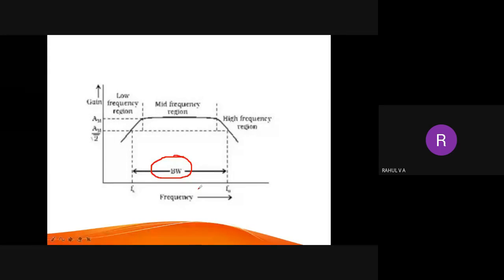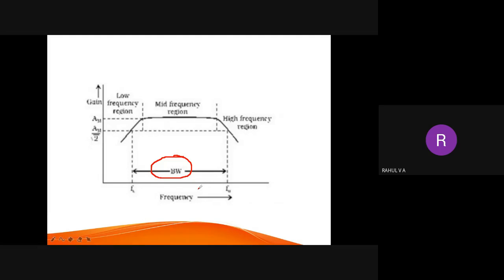So in the frequency response characteristics, we have plotted the frequency of the input signal on the x-axis and voltage gain on the y-axis. The frequency response curve has three parts: the low frequency region, the mid frequency region, and the high frequency region. In the high frequency region, as the frequency increases, the gain decreases. In the low frequency region, as the frequency decreases, the gain decreases. And in the mid frequency region, the gain is constant.